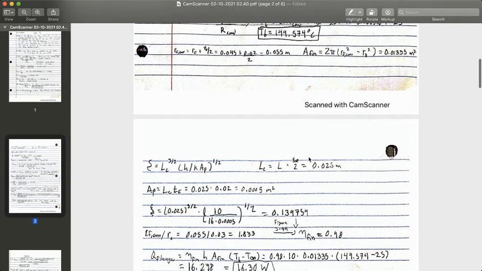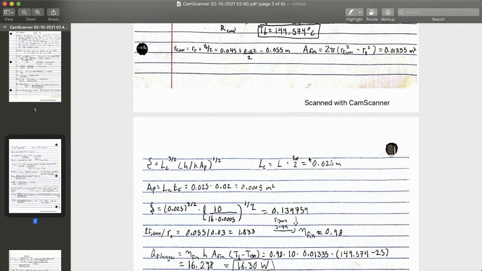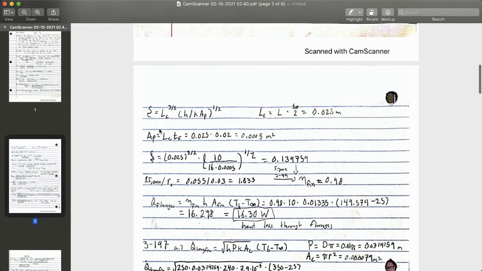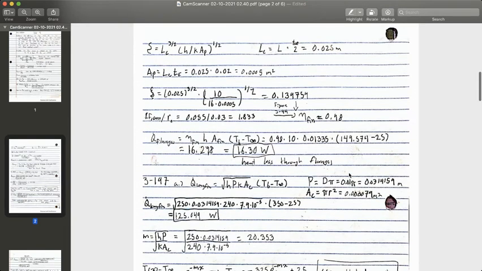And next, we need to find our fin efficiency. So we're going to do that using squiggle as well as this ratio here. So we go through and find each part of squiggle, not too hard. And once we have the overall squiggle as well as this ratio here, we can use them both through figure 3-44 to find the overall fin efficiency.